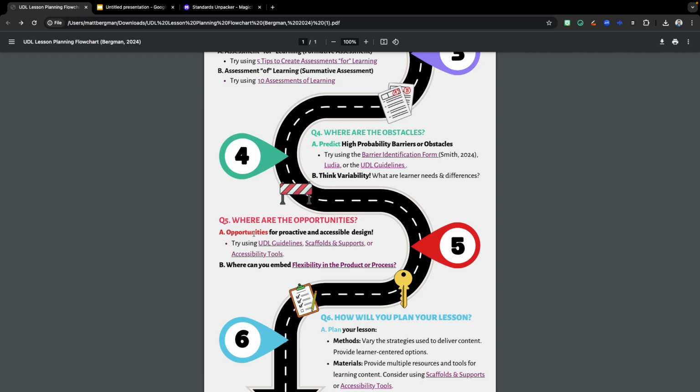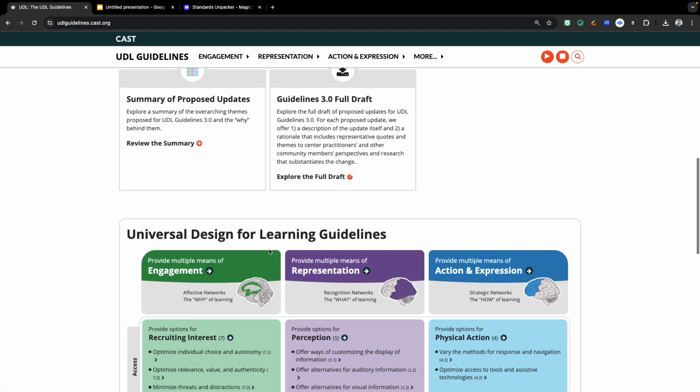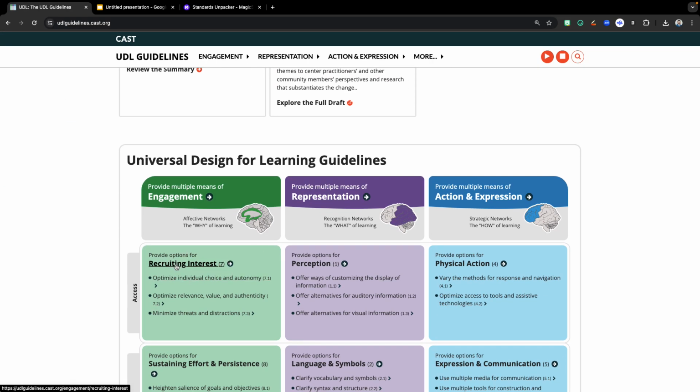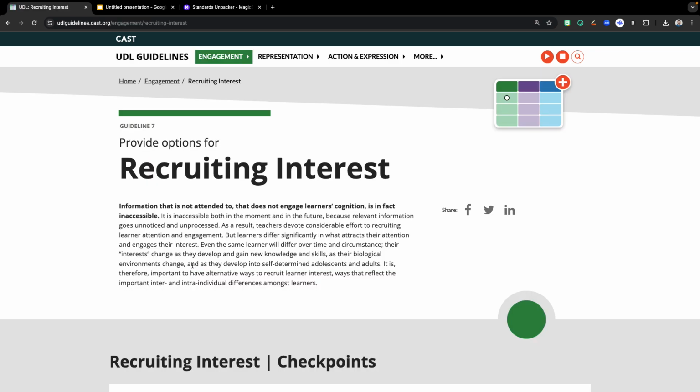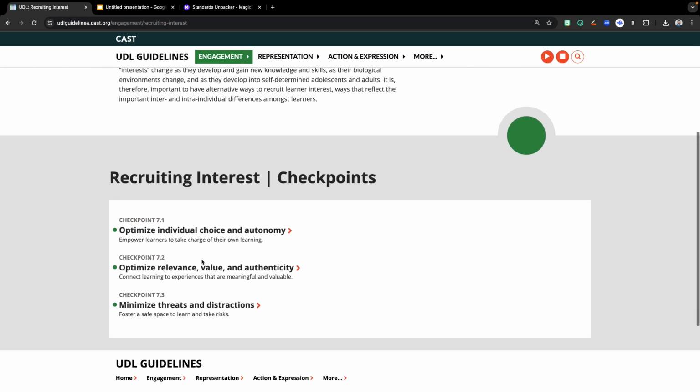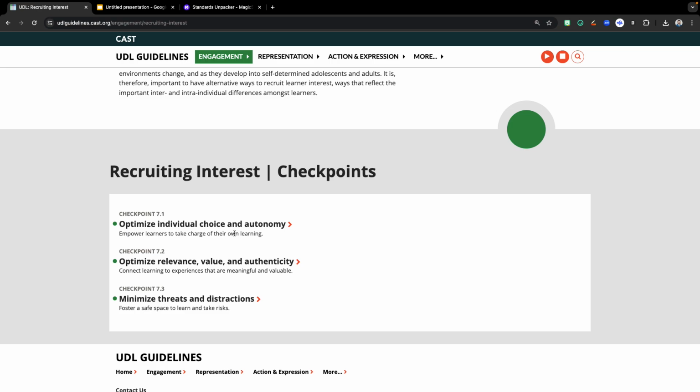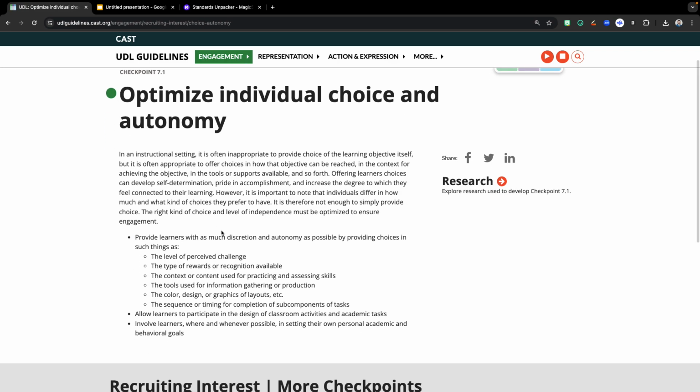Or we might even want to start looking at potential scaffolds and supports or even accessibility tools to help all learners access learning. So going back to that example, we had said that recruiting interest could be something that students will struggle with. So when I open this guideline up, what's really helpful with the UDL guidelines is they provide these checkpoints. And so it's almost like tips and tricks for helping recruit student interest through brain science, right? So this is actually proven through neuroscience to work. So optimizing choice and autonomy might actually be a great thing that we could do.